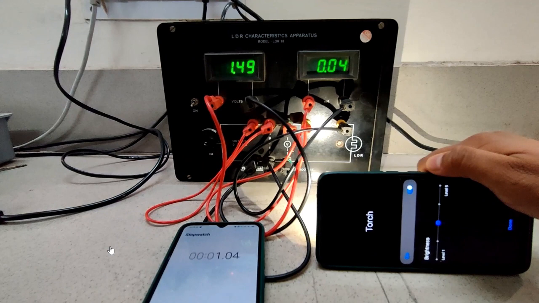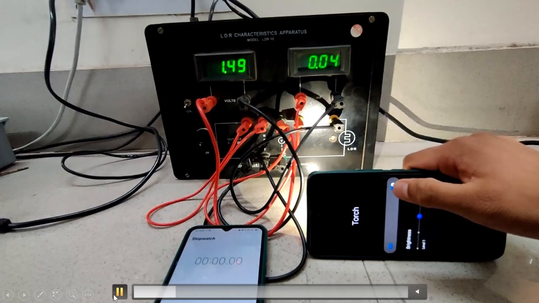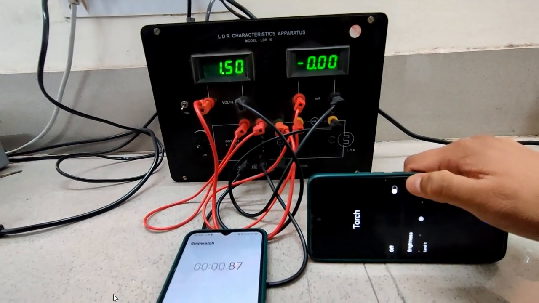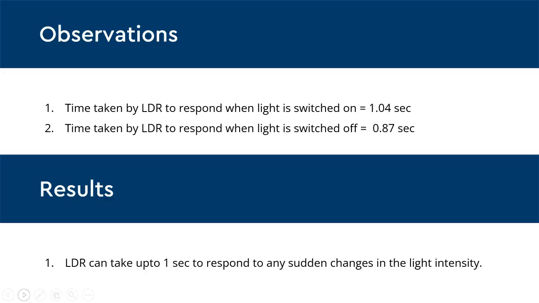To come to a stable reading, the LDR took 1.04 seconds. Now I'll note down the time it takes to come back to its original resistance when the light is turned off. The time taken by LDR was 0.87 seconds. So we can see that the LDR can take up to 1 second or more to respond to any sudden changes in the light intensity.